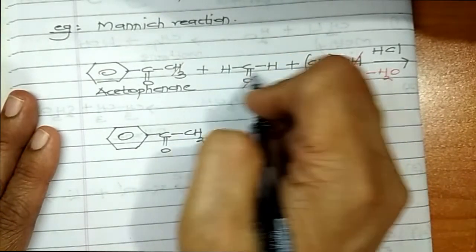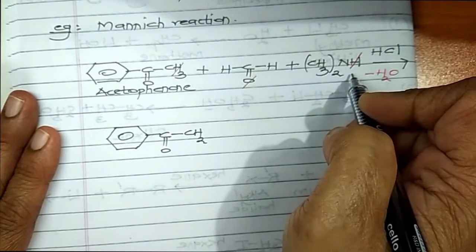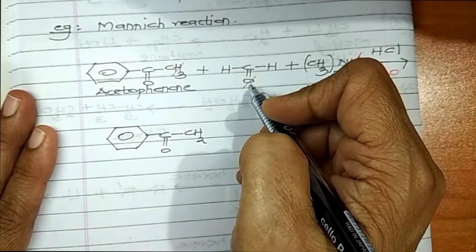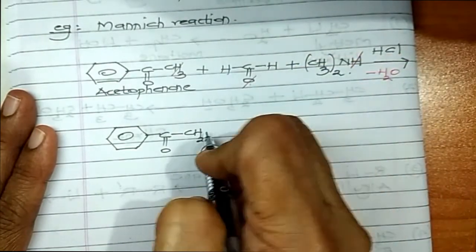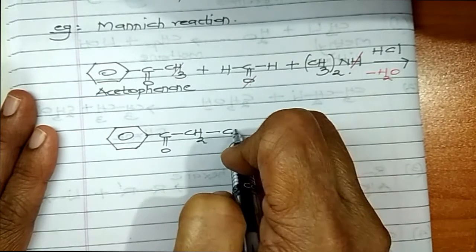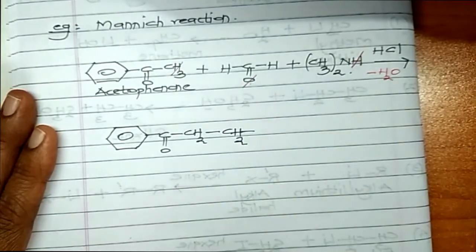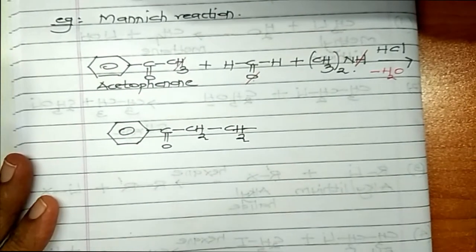You come to this part. This is your formaldehyde part. This is my formaldehyde. This is my dimethylamine. So in formaldehyde, I have removed O. So what is left out now? A carbon and two hydrogen atoms, a methylene group. When you have one carbon and two hydrogen atoms, then the group will be called a methylene group.